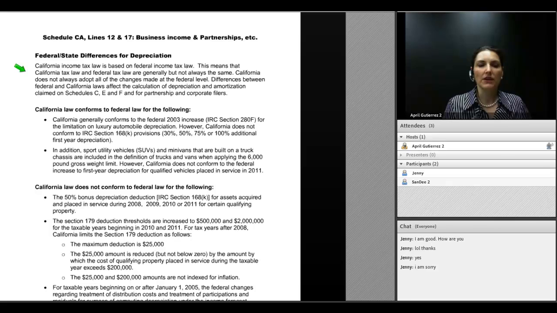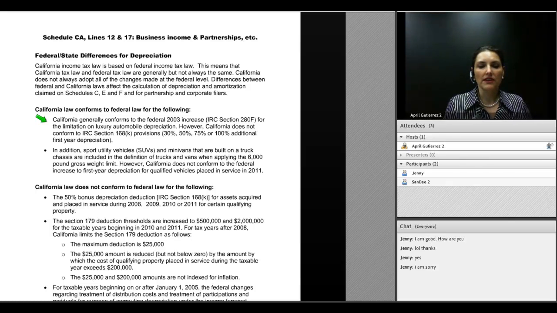So if you have business income coming from C, E, F, or from a partnership or S corporation that's flowing through to you on a K-1, the odds are that you probably will be reporting a difference in depreciation. So California law conforms to federal law for a very small number of depreciation provisions. California generally conforms to the federal 2003 increase for the limitation on luxury automobile depreciation. However, California does not conform to Internal Revenue Code Section 168. Essentially, the provisions of IRC 168 have to do with bonus depreciation. California does not allow bonus depreciation.